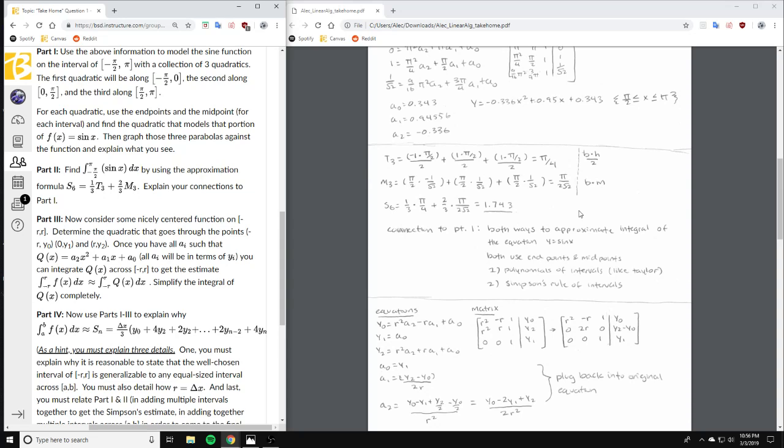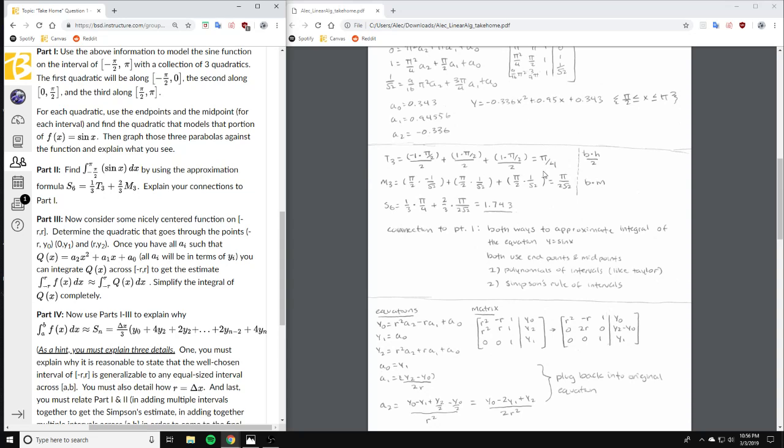While the second one, we're using Riemann sums of Simpson's Rule of the intervals to integrate. And again, both of them, we're using the same endpoints, same midpoints, and the same intervals, which will come into part 4, which I'll touch on later.